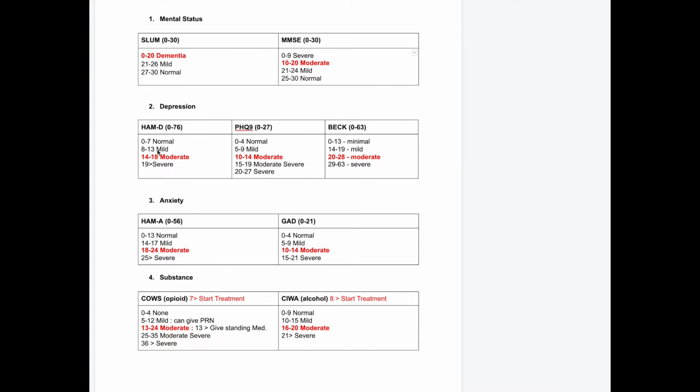So the first depression scale is HAM-D, which can range from 0 to 76, that being the highest score that you would get for the HAM-D assessment.